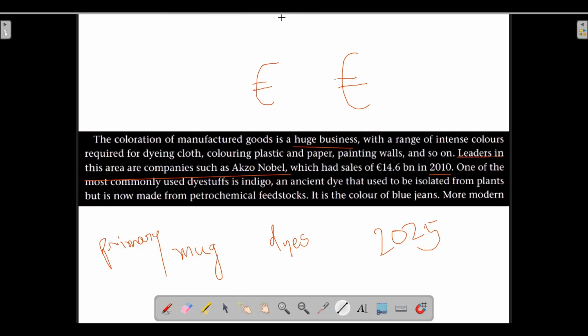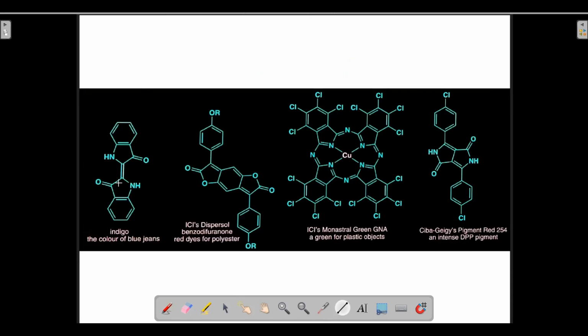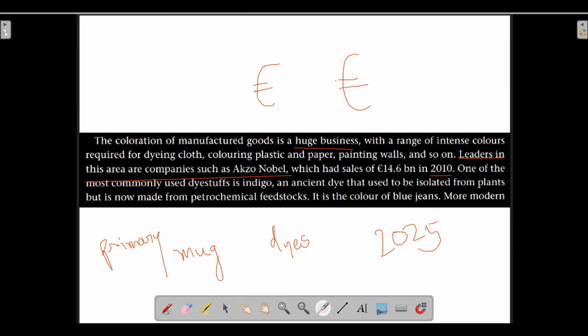Now indigo is a dyestuff whose structure is like this. Indigo is a dye which has a structure like this. It is the color of blue jeans. Because of this, the blue color of jeans, blue is the most common color in jeans. There are two most common colors in jeans, blue color and black color. So the color of blue jeans is derived from indigo. Indigo has a structure like this. You can have a look. This indigo structure you must remember.